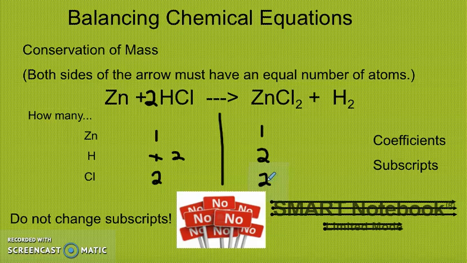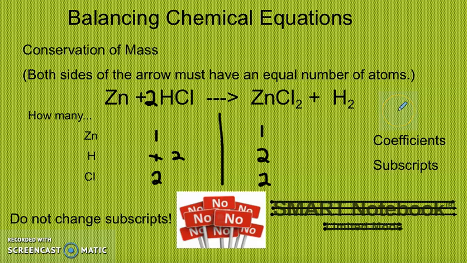So this is a balanced equation because I have the same number of zinc, the same number of hydrogen, the same number of chlorines throughout on both sides. And that is a balanced equation. The only thing I changed was a coefficient. I did not change a subscript.